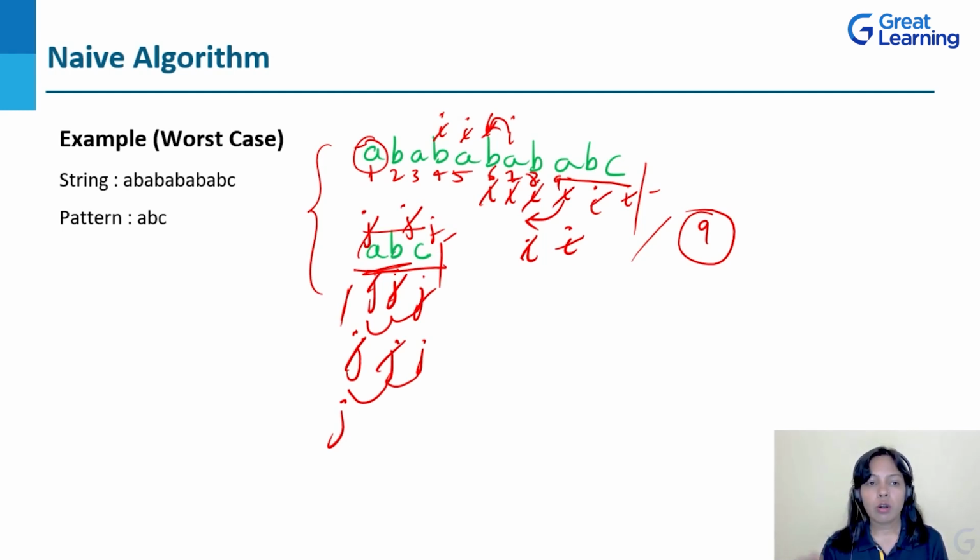So this was a lot of backtracking done. And this is the worst case scenario for the naive algorithm to work.